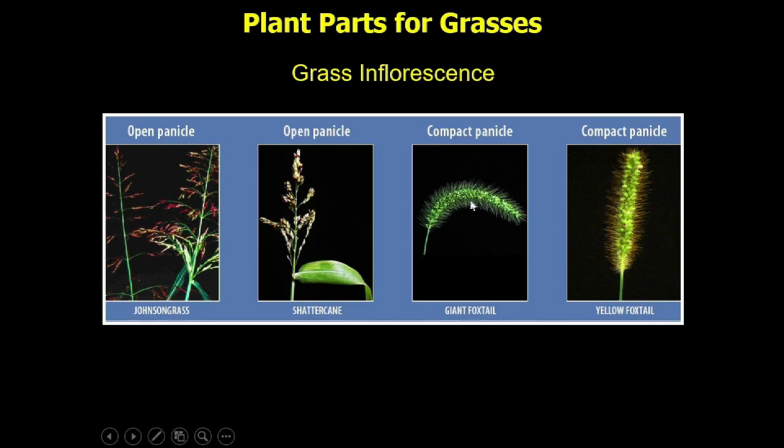And this is sometimes where weed scientists start to fight with each other. So we called it a spike in the last slide. Sometimes we get argued with that it's a compact panicle for the foxtails. But whether it's a spike or what we would call a compact panicle, the foxtails such as giant and yellow have the same structure here, where you can see it's vastly different from that open panicle structure of Johnson grass and shattercane.